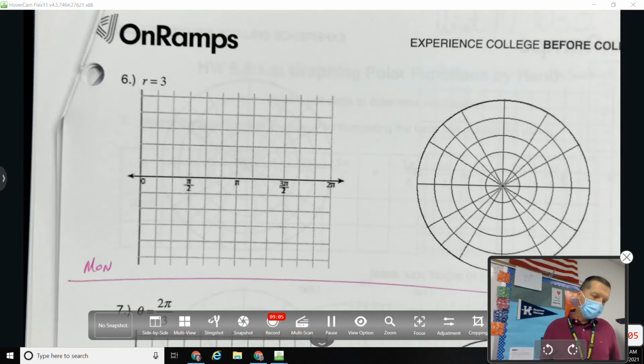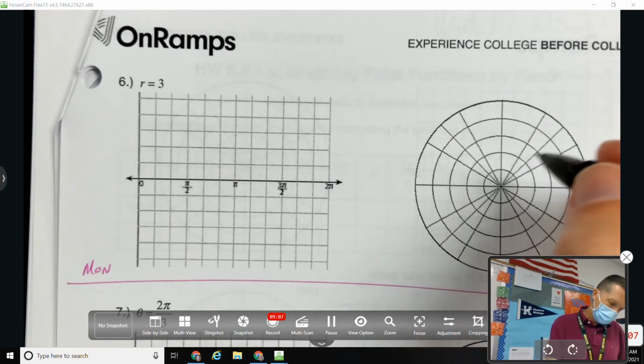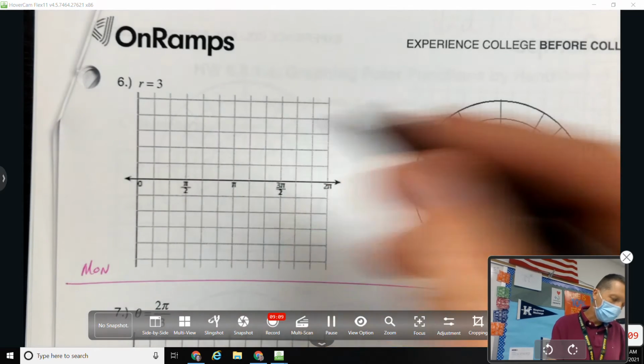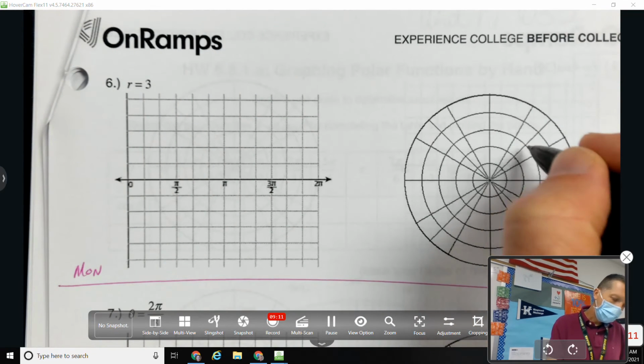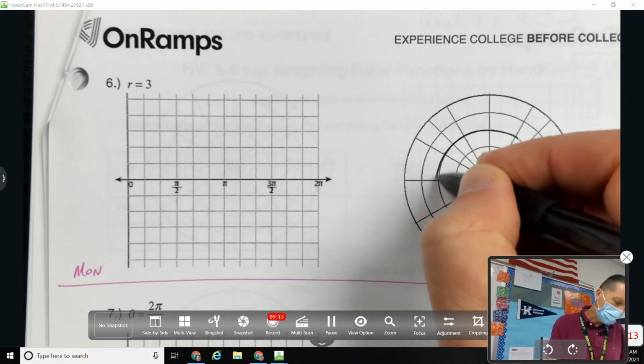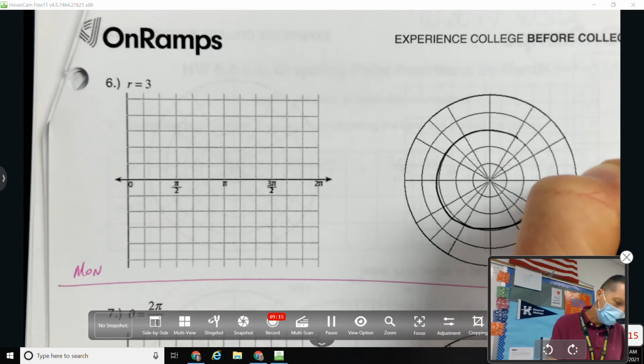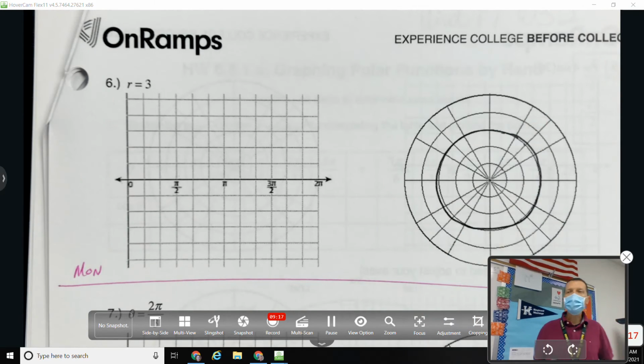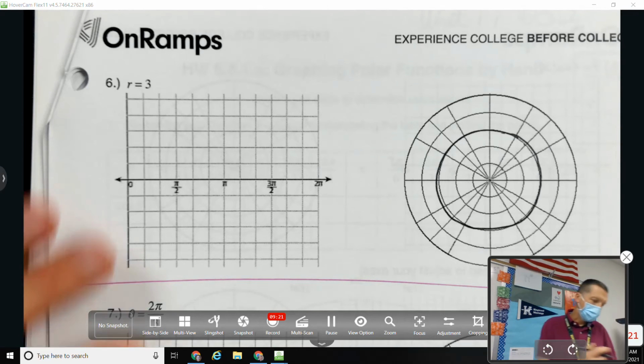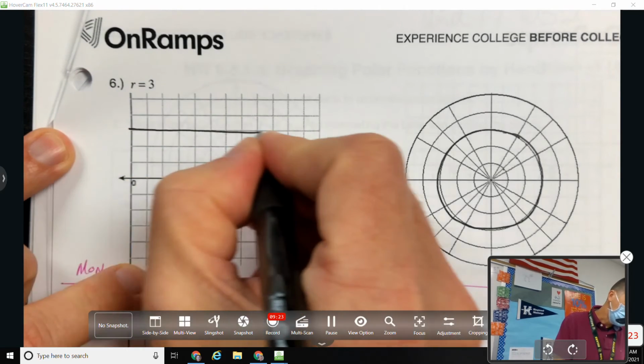Number 6, r equals 3. Well, we just go out to 3. I'm going to skip the xy graph. At r equals 3, it doesn't matter what theta is. There's my graph of r equals 3. I guess on this graph it would just be r equals 3 like that.